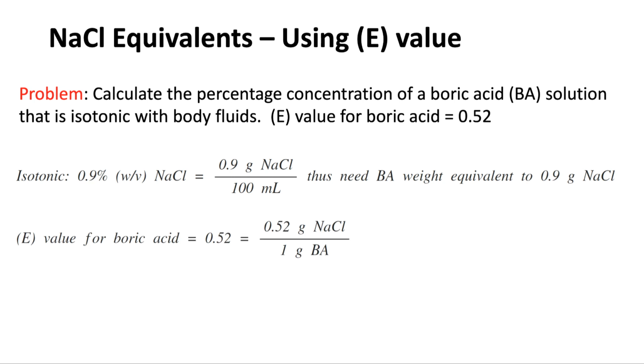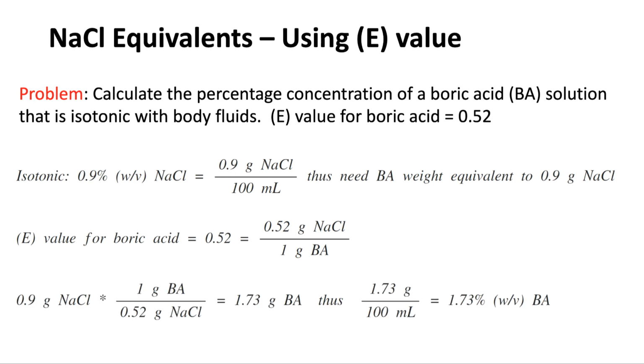We have an E value, so let's restate that E value using units. If they just say the E value is 0.52, I've been harping on this, we would rewrite that as 0.52 grams of sodium chloride per 1 gram of boric acid. That's the important conversion factor we need to use. So let's set up our final equation. For 100 milliliters, we would need 0.9 grams of sodium chloride. Let's start with 0.9 grams of sodium chloride and multiply by the fact that for every 1 gram of boric acid, it's equivalent to 0.52 grams of sodium chloride. That way, grams of sodium chloride cancel. So 0.9 times 1 divided by 0.52 gives numerically 1.73 grams of boric acid.